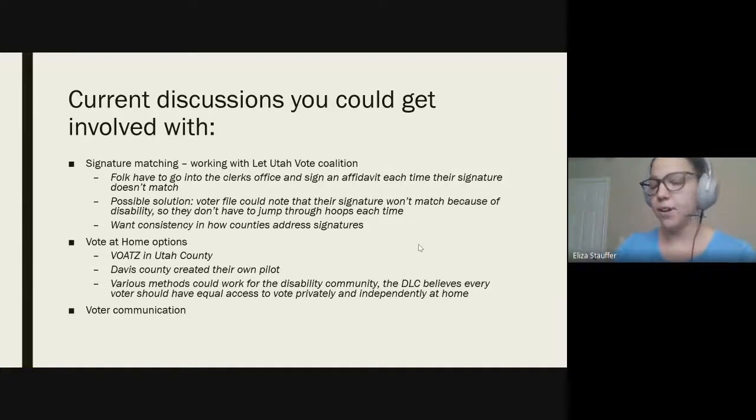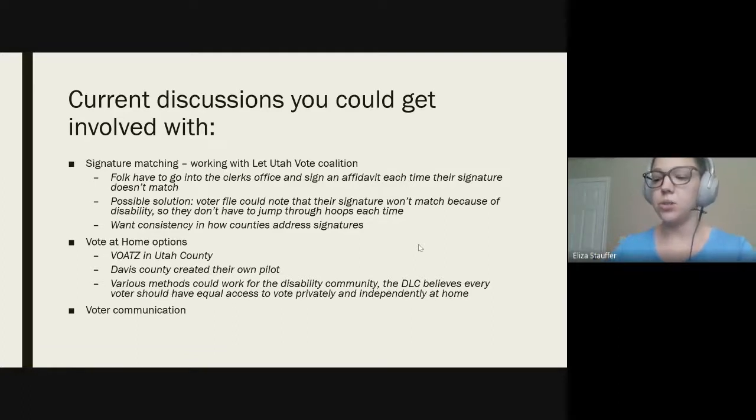They are thinking that they are going to be expanding and continuing this pilot, but I want to make it clear that Votes is not the only option, and that the Disability Law Center does not have a specific stance on which company or which voting system should be used. Instead, we just want to ensure that each voter has equal access to vote privately and independently at home. There's been a variety of different systems that have been experimented on in other states, each with varying success.